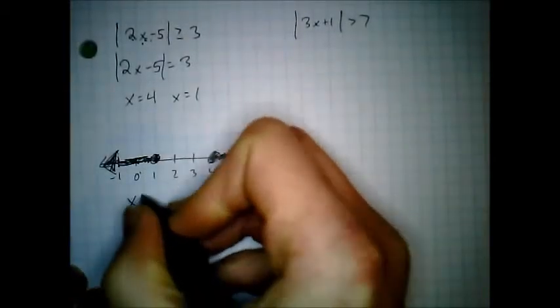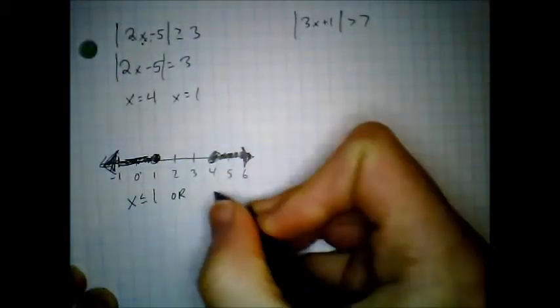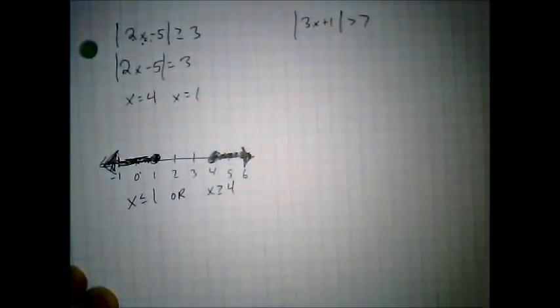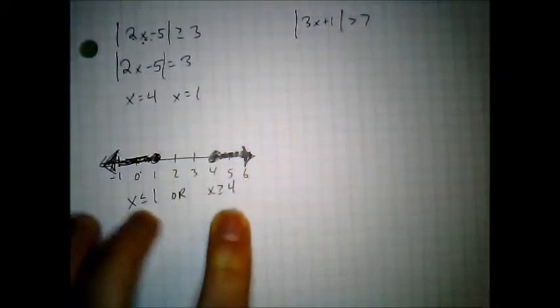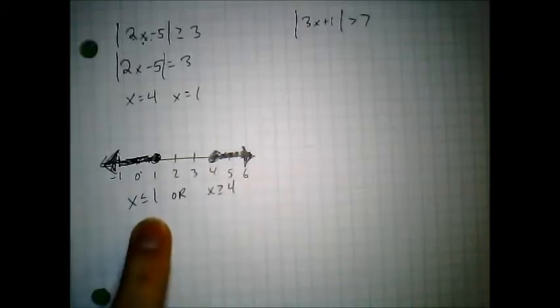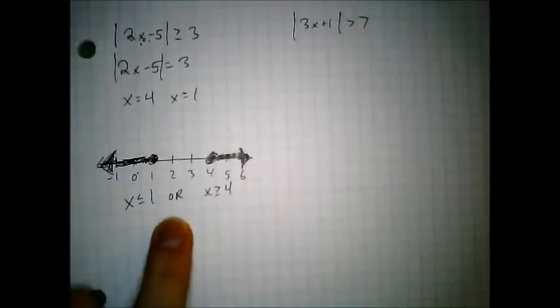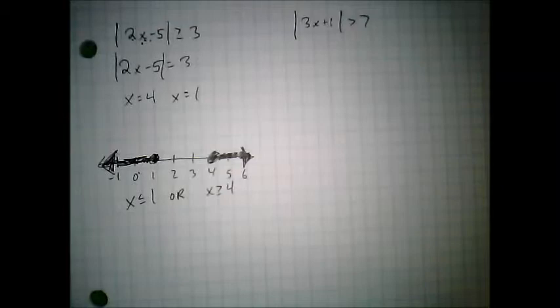Now I just need to write this correctly. x is less than or equal to 1, or x is greater than or equal to 4. And you don't write anything fancy here when you're going off to the outside. It's x is less than or equal to 1, or x is greater than or equal to 4.